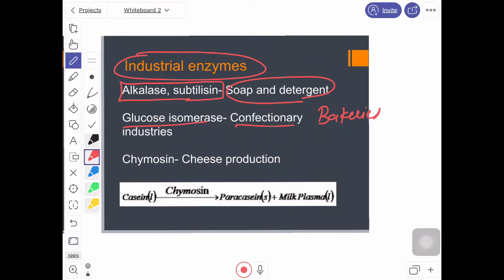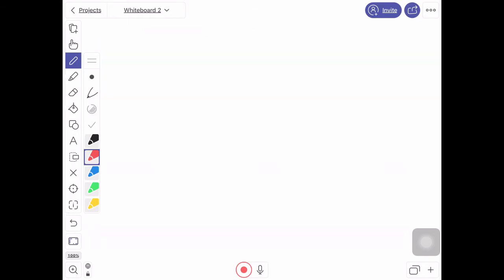Now chymosin, this is used for cheese production. You know, casein is the protein found in milk. It converts casein to paracasein and milk plasma. That means just to get that solid part of milk, they use chymosin. These are industrial enzymes. Next is functional non-catalytic protein.